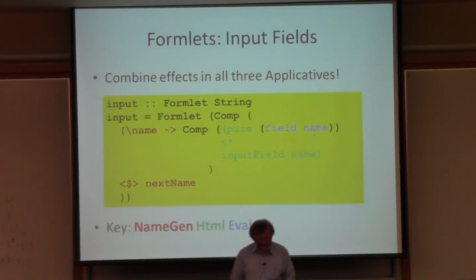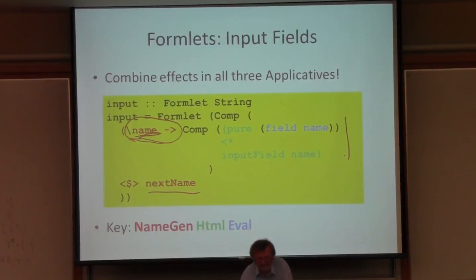Okay, and finally, here is the code for generating an input field. And this uses effects in all three applicative functors. I've color-coded them so that you can understand it more easily. So first of all, the outermost one is name generation. We generate a name, and then we apply a function to it. And that actually binds name to the generated name in all the rest of the code, which is a good thing because we need it, and that's why we had to generate names first.